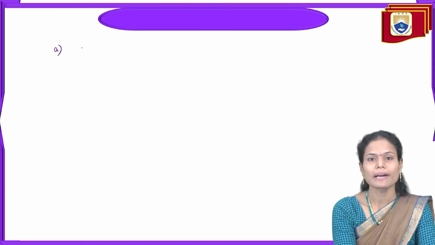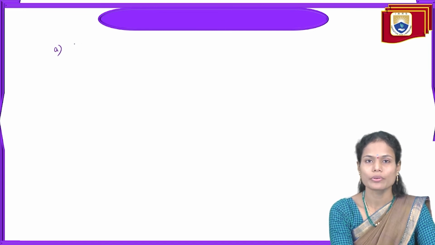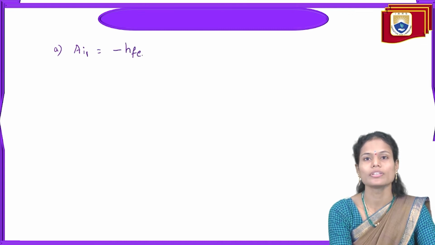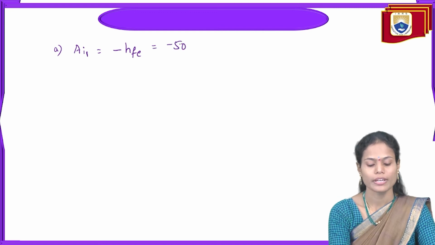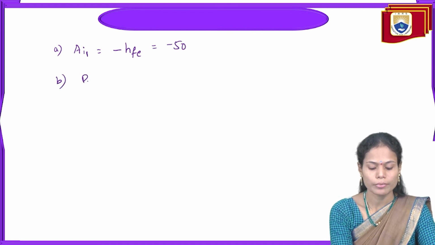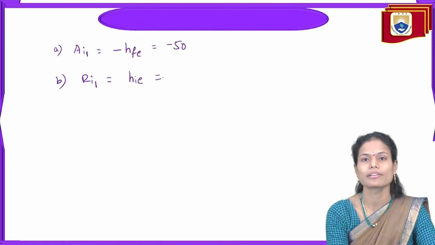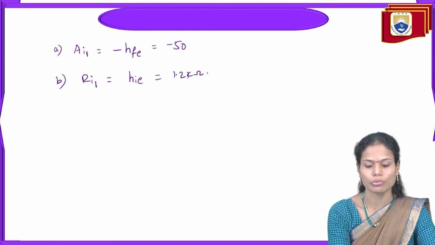So the first parameter of the first stage by using the approximate model, that is current gain of first stage, is directly the forward current gain of the H parameter model. So it is minus 50. And next, the input resistance of the first stage is directly equal to the input impedance of the H parameter model, that is 1.2 kilo ohms.